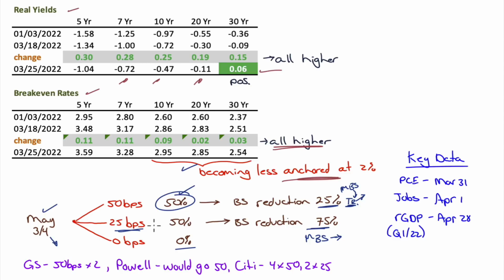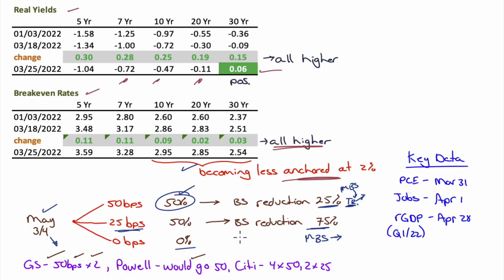It depends on the rates, and as we get closer to the meeting, these probabilities will come into sharper focus, I think. As of right now, Goldman Sachs is saying you got 50 basis points for the next two meetings. So over the May and the July meeting, you're going to get 100 basis points.